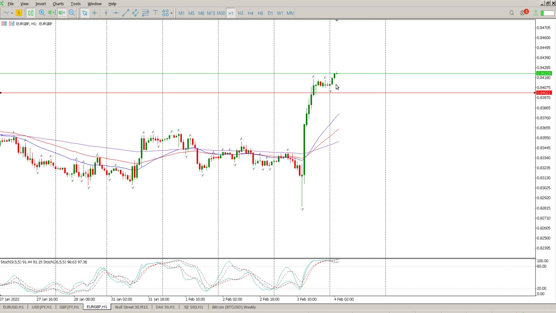I'm not anticipating that though. I'm probably anticipating sort of a range, break of the range, and then gradually down, another attempt at it, and then another move to the downside. That's kind of the view I've got.